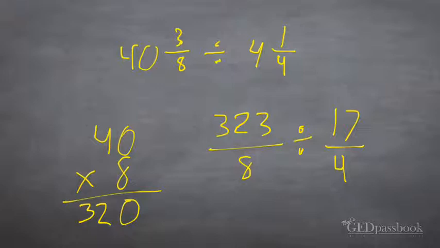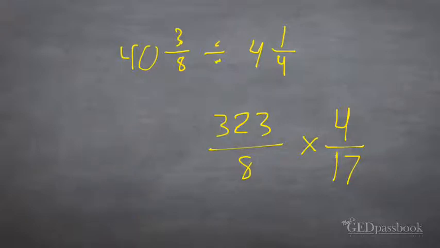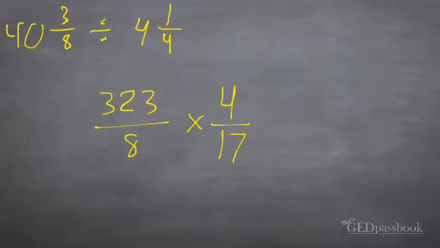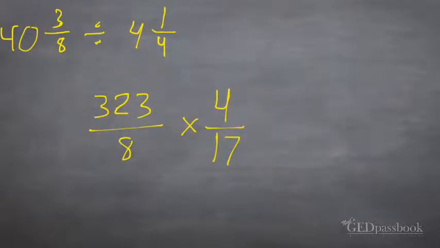So we flip it. We get that 17 and we put it at the bottom, and we get that 4 and we put it at the top. And again, we make it into a multiplication problem. All making sense so far? All right. Now what?